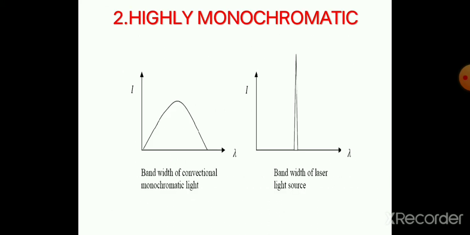Highly monochromatic. Laser light is more monochromatic than a conventional light source. This may be due to the stimulated emission characteristic of laser. Here in the diagram, you can observe the difference between the bandwidth of a conventional monochromatic light source and the laser light source.